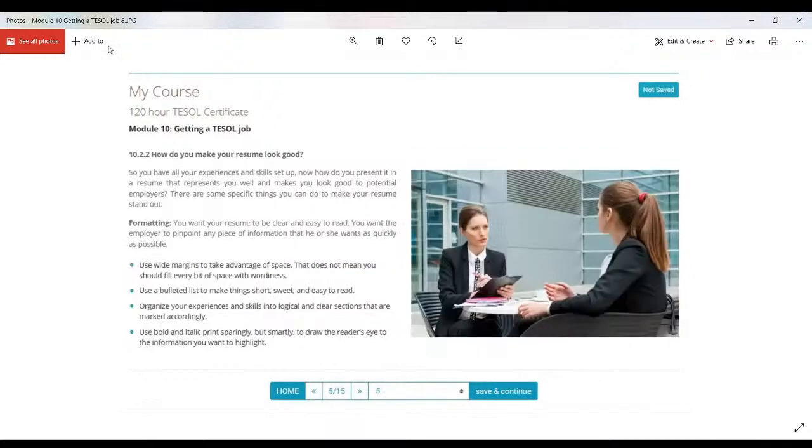Next part, how do you make your resume look good? Okay, formatting. Ito, sabi dito, use wide margins to take advantage of space. That doesn't mean you should fill every bit of space with wordiness. Use a bulleted list to make things short, sweet, and easy to read. Okay, organize your experiences and skills into logical and clear sections that are marked accordingly. Use bold and italic print sparingly, but smartly, to draw the reader's eye to the information you want to highlight.